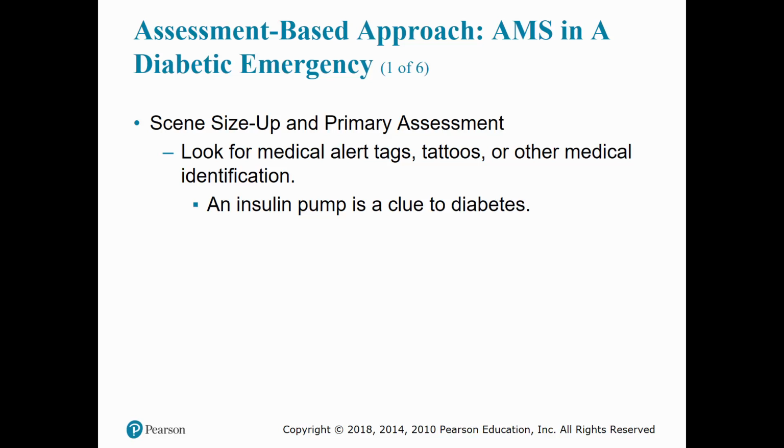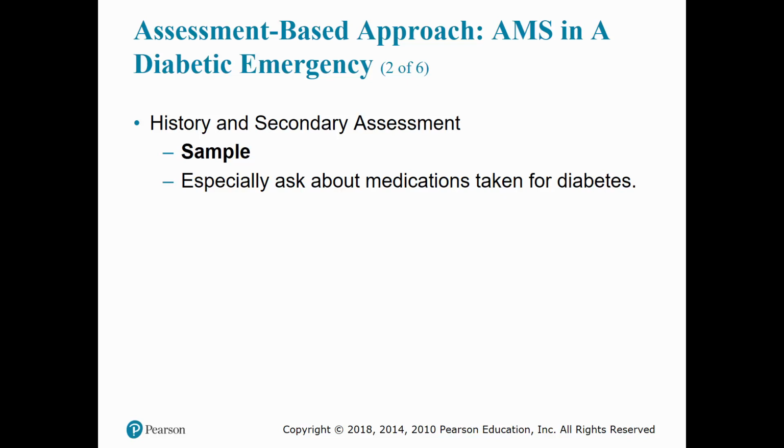Insulin pumps also indicate a diabetic patient. They will generally be very close by, possibly hooked to their hip, and they'll usually have a tube that runs into their abdomen that is pumping insulin into them on a continuous basis. Go through your SAMPLE history. It's important that we recognize the prescribed medications that a diabetic patient might be taking. Presence of such a medication can help to establish the history of diabetes. Look in their fridge, because some types of insulin have to be stored in the fridge to keep them cool.